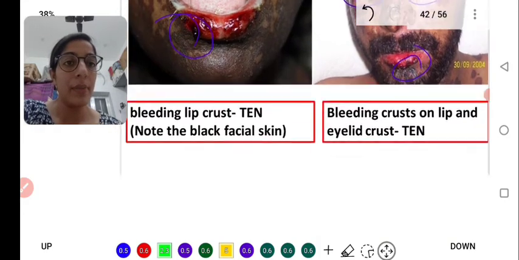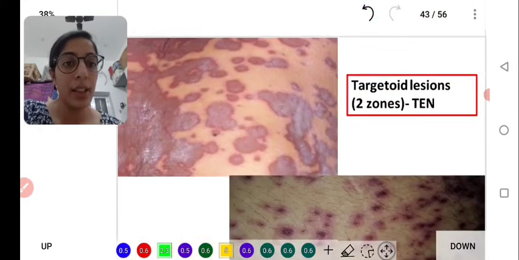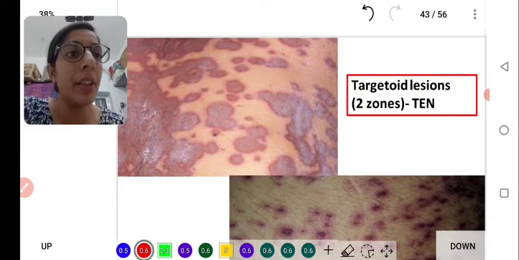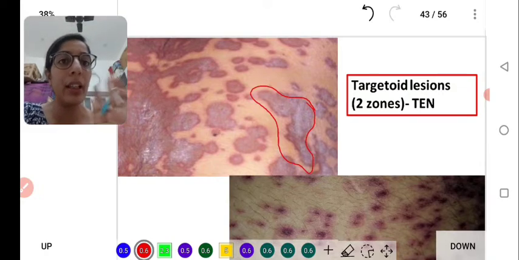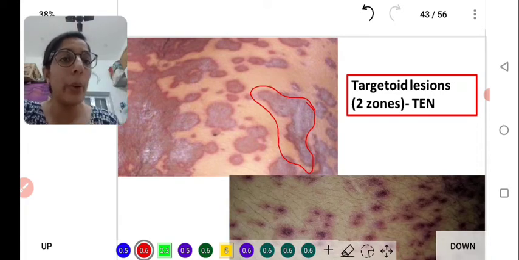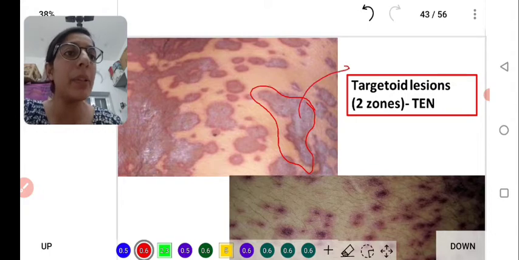Epidermal necrolysis. Next, let's see this slide here. Two different colors we are able to see. The outer part is erythematous, brownish, reddish brown, and in the center you will see a silvery-like appearance, but not that silvery. It is known as targetoid lesions.